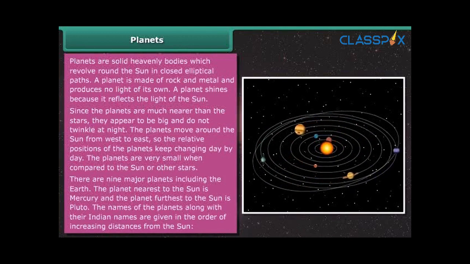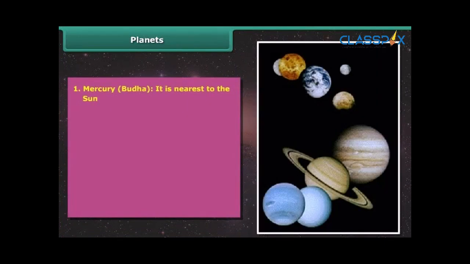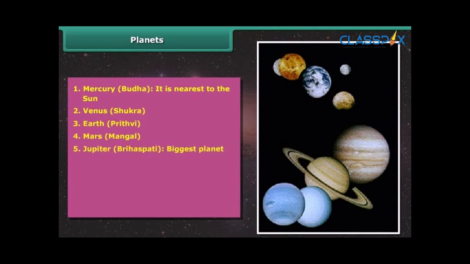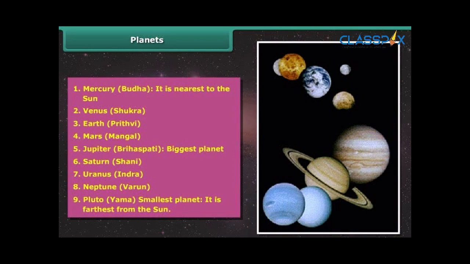The names of the planets along with their Indian names are given in the order of increasing distance from the Sun. Mercury, Buddha, it is the nearest to the Sun. Venus, Shukra. Earth, Prithvi. Mars, Mangal. Jupiter, Brihaspati, biggest planet. Saturn, Shani. Uranus, Indra. Neptune, Varun. Pluto, Yama, smallest planet. It is farthest from the Sun.